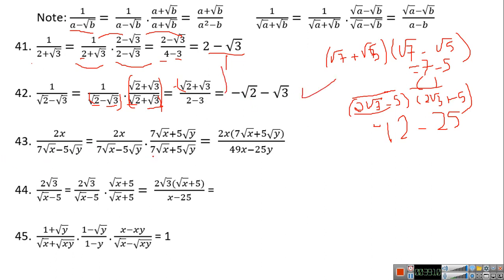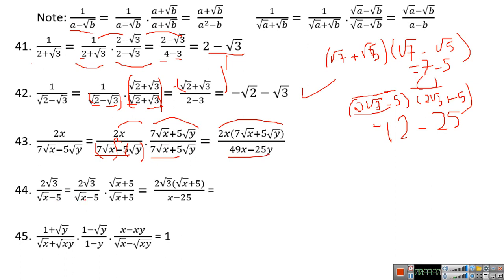If you have it like this, you multiply by the conjugate, as we said. This is called the conjugate. So no need to expand up. You can keep it as it is. It's not a mistake. So (a minus b) into (a plus b). So 49x, because you want a square alone. So 49 times x minus 25 times y.